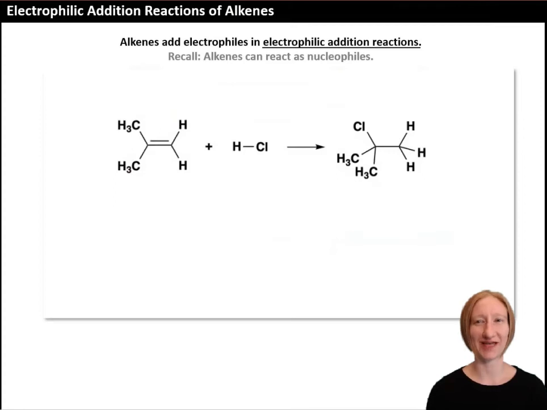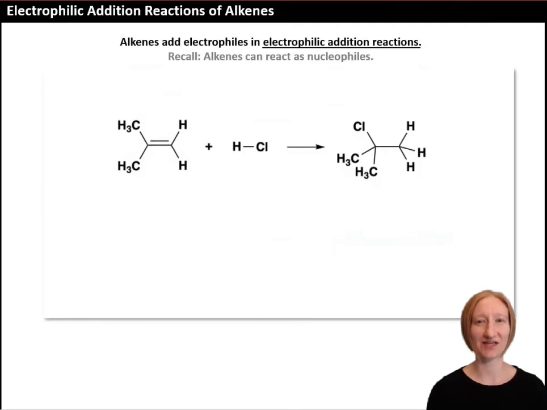In this video, we'll look at electrophilic addition reactions of alkenes. So first, let's remember that we've already seen that alkenes can react as nucleophiles. That means that they react with electrophiles, or they attack the electrophile, to form a new carbon-electrophile bond. Our simplest electrophile is an acid.